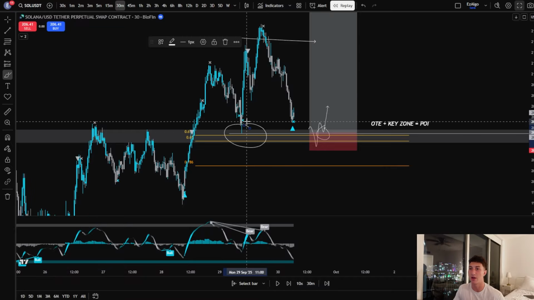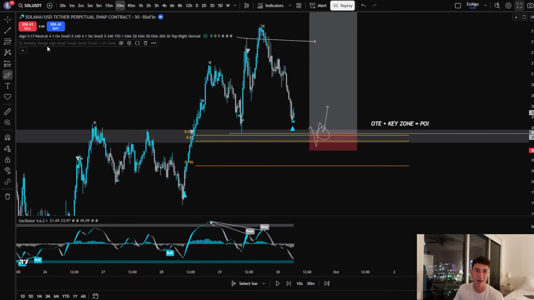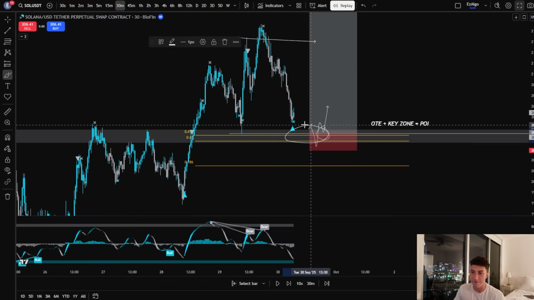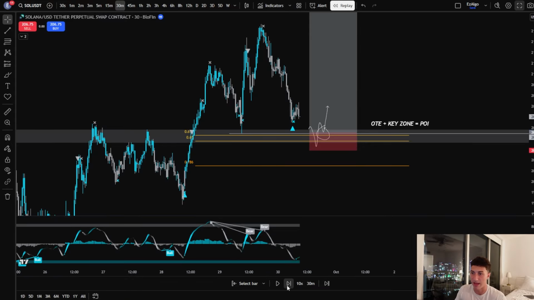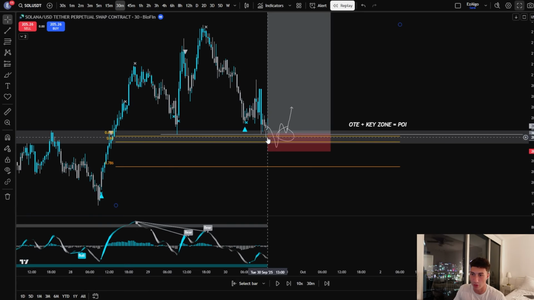This is also the Monday range low, if you guys are familiar with my Monday range trading strategy, which we also have an indicator for. So this is a very important level. So we're gonna let price play out. Again, all we're waiting for is for price to come into our optimal trade entry. Boom, there it is. It tags our golden pocket fib.